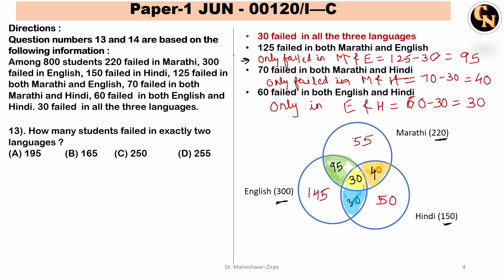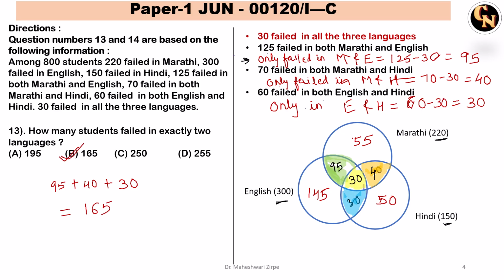Only failed in 2 subjects, means 95 plus 40 plus 30. They are the subjects which are failed only in 2 subjects. So let us calculate. It is 95 plus 40 plus 30. So if you add them up, it comes out to be 165. So option B is your correct option here.